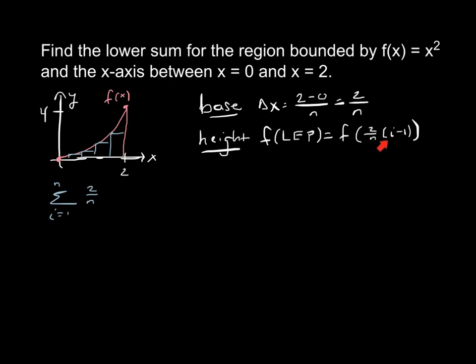We're going to substitute our 2 over n times i minus 1 into our x squared. And that's going to become 4 over n squared times i minus 1 squared. So here we're squaring all of this. This becomes 4 over n squared, and then we also have to square i minus 1. So here we're going to have an 8 over n cubed. Let's just take that out. So we've got 8 over n cubed.